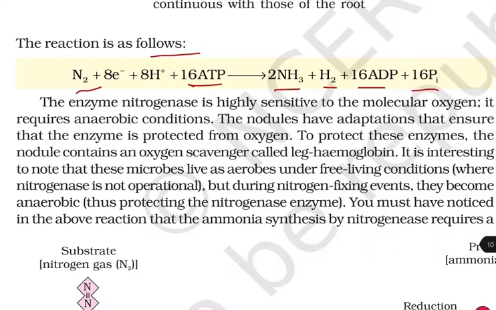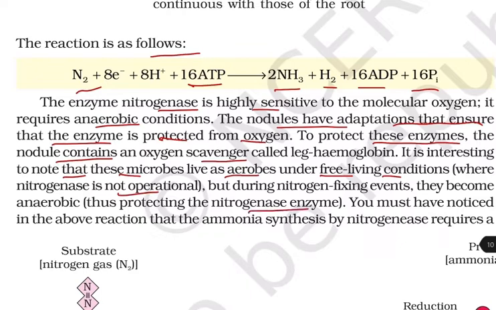plus 16 phosphate. The enzyme nitrogenase is highly sensitive to molecular oxygen. It requires anaerobic conditions. The nodule has adaptations to ensure that the enzyme is protected from oxygen. To protect these enzymes, the nodule contains an oxygen scavenger called leghemoglobin. It is interesting to note that these microbes live as aerobes under free-living conditions where nitrogenase is not operational, but during the nitrogen fixation events they become anaerobic, thus protecting the nitrogenase enzyme.